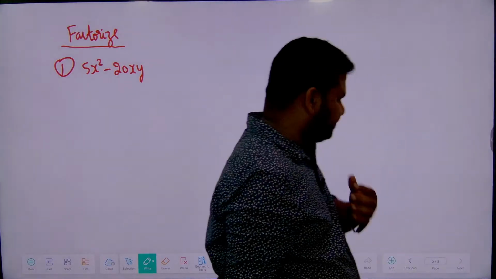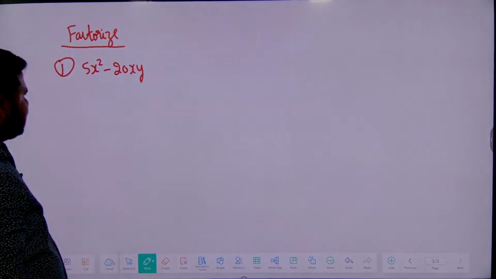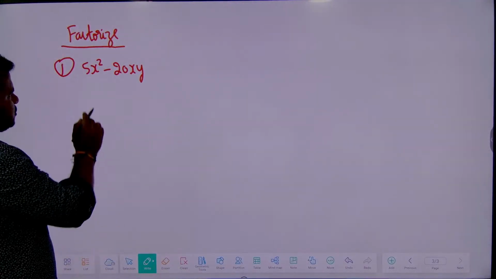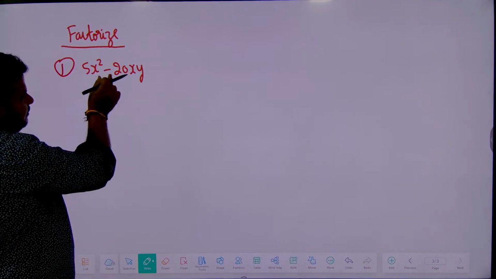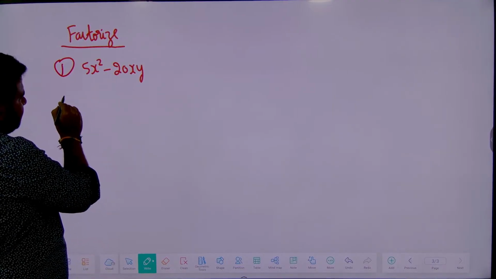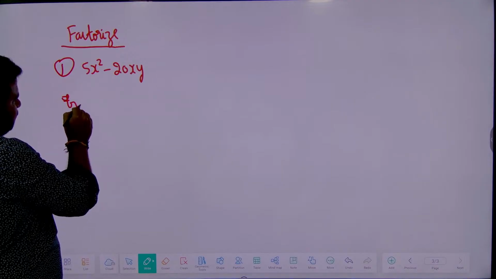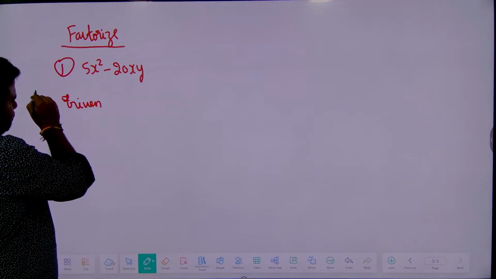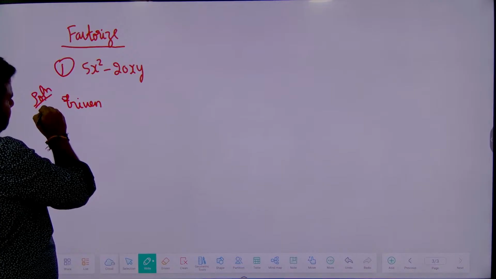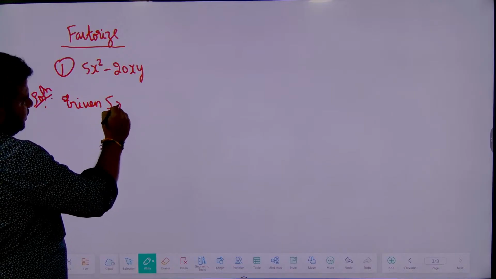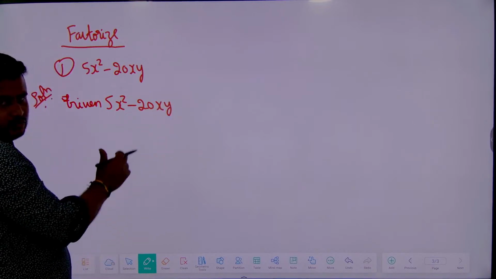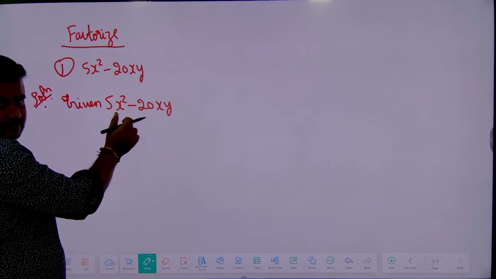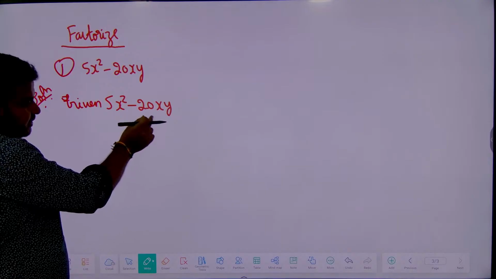Observe carefully, 5x square minus 20xy. See here what is common? x is common here also. Now 5 is here, 20 is here. First thing, let me write the question as it is. Given, solution. Steps carry marks, so you should write given 5x square minus 20xy. Now what can I take common? x I can take common. Here also x is there, but I should take the least power of x.